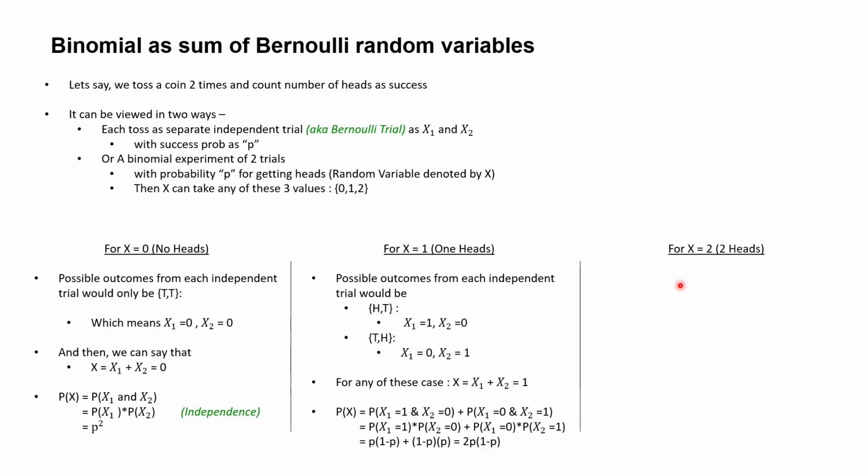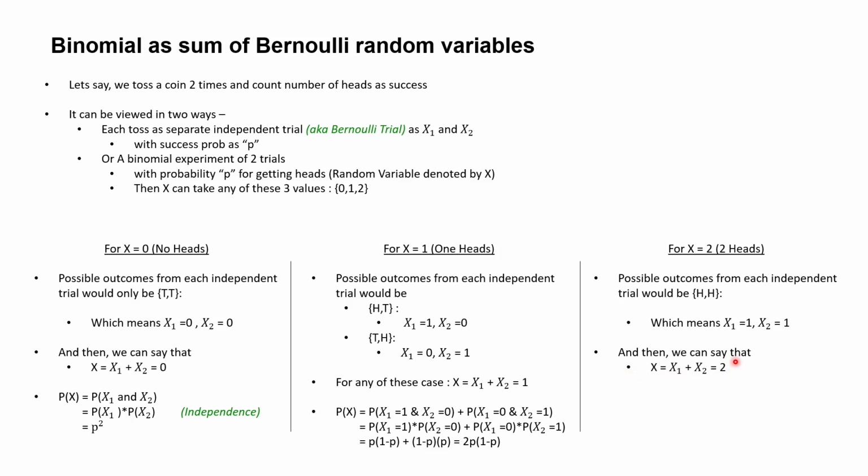Now, if you go with x equal to 2 heads, maybe you can try deriving it yourself. The possible outcome for each independent trial has to be H and H, which means x1 and x2 equal to 1, which will again add up to x equal to 2, right? And if I have to calculate the probability of x at 2, then it would be the joint probability of x1 and x2, which would again be the multiplication of these because of the independence criterion, and then it will come to (1 minus p) square. All right, which means we have to move forward.